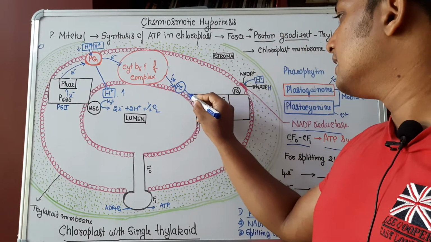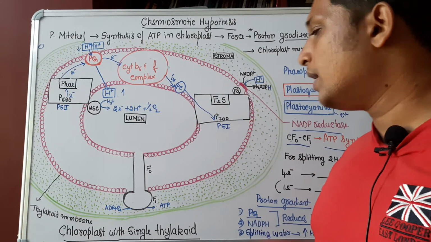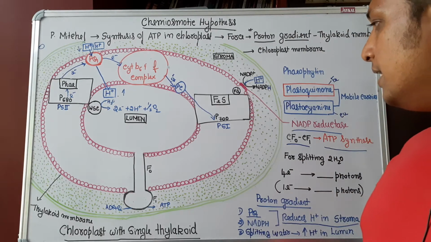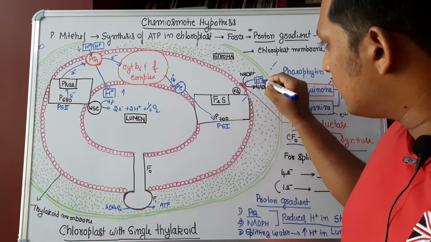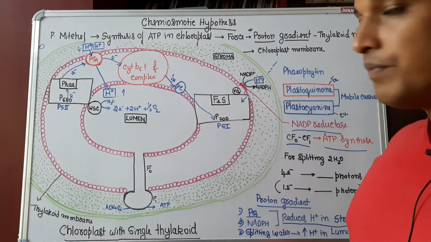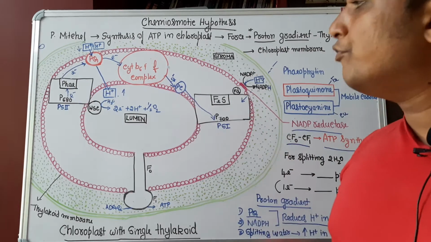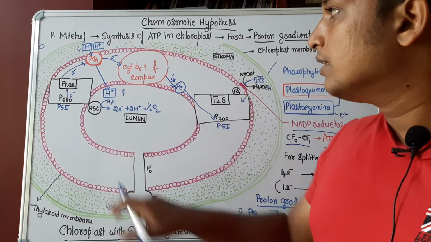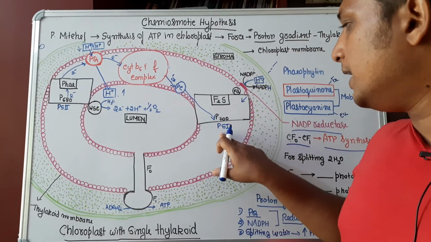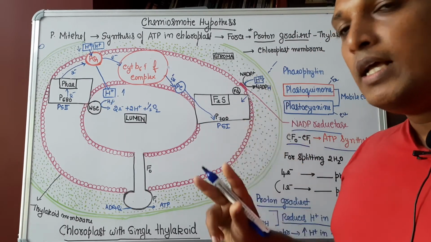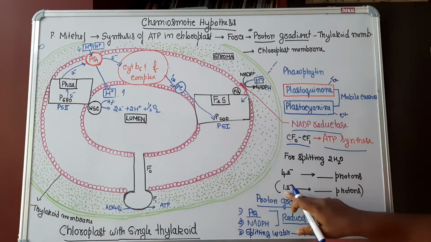Plastocyanin gives its electron to the reaction center of PS1, that is P700. P700 will also be accepting one photon. Therefore, for the transfer of one electron, how many photons are involved? One to stimulate the reaction center of PS2, one to stimulate the reaction center of PS1. Two photons are involved in transferring one electron.